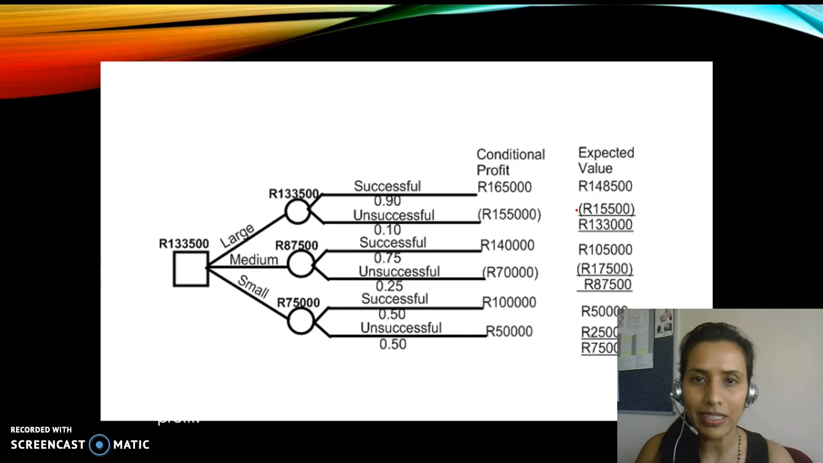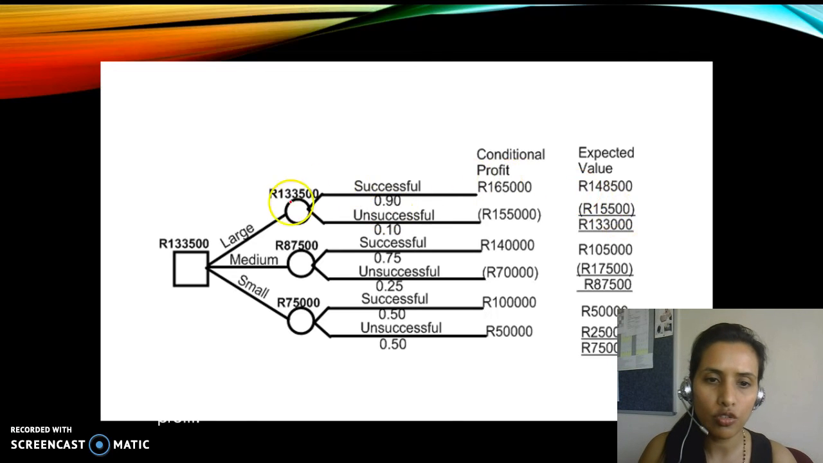Once you have completed an outcome, you must then total the outcome, and this would give you 148,500 minus a loss of 15,500 to result in an expected value of profit of 133,000. And this is your expected value of profit if you choose the large factory.